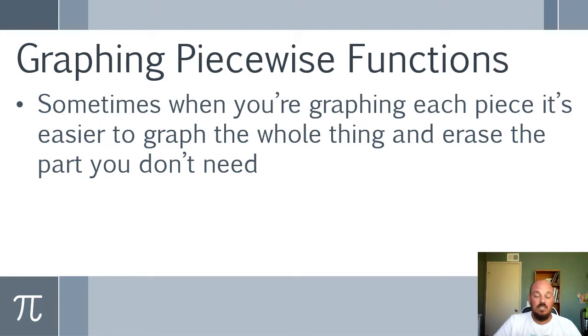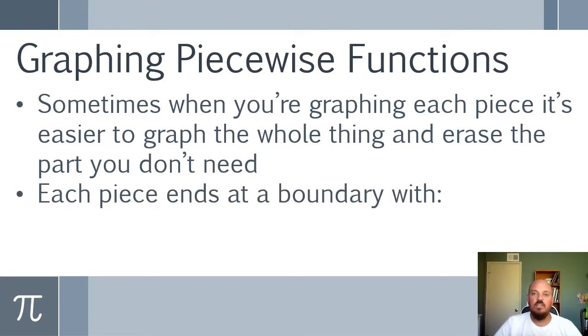Now, when you go to draw each piece, it's called a piecewise function because you're actually only using one piece of each graph. It's hard to draw a piece of a graph, so sometimes it's easier to just draw the whole thing and then erase the part you don't need.